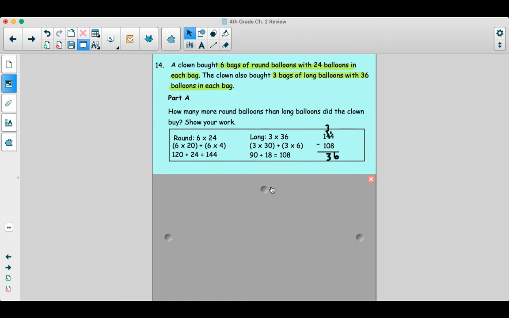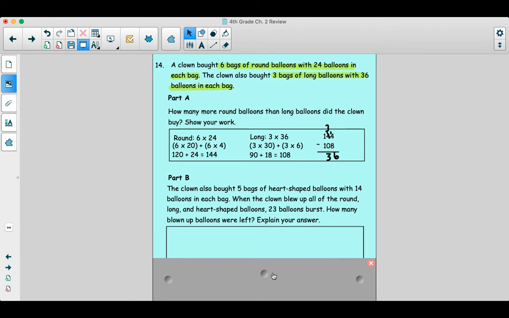All right. Next step, part B. You might want to take your moment here and read this.